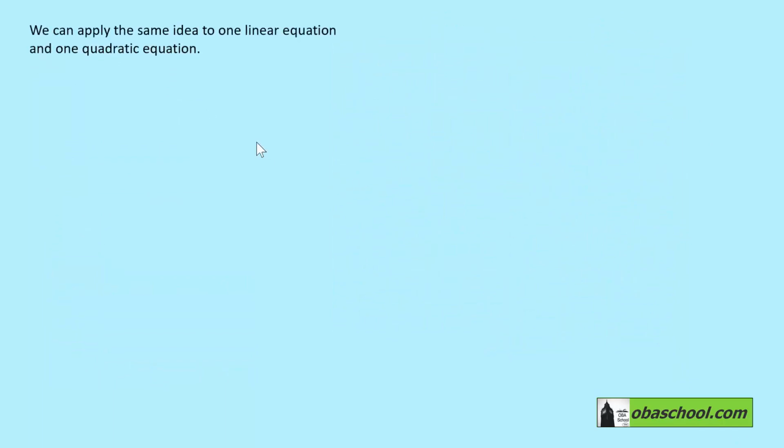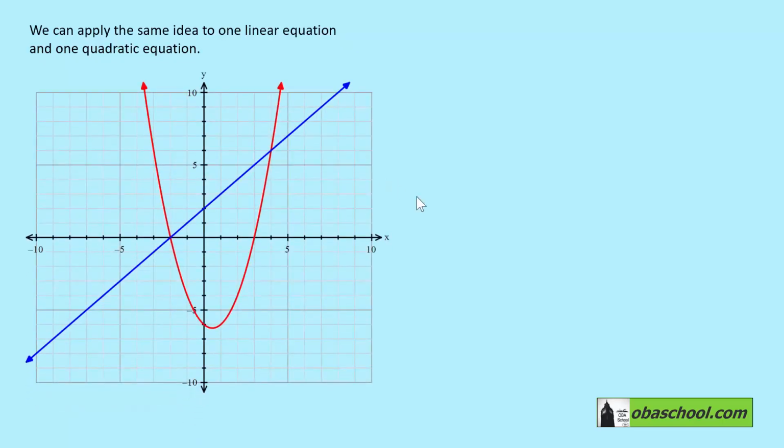We can apply the same idea to one linear equation and one quadratic equation. For example, here. This is y is x squared minus x minus 6. This is y equals x plus 2. We can see intersections here at negative 2, 0, and here at 4, 6. So x is negative 2, y equals 0, x equals 4, y equals 6 are both solutions to this system.